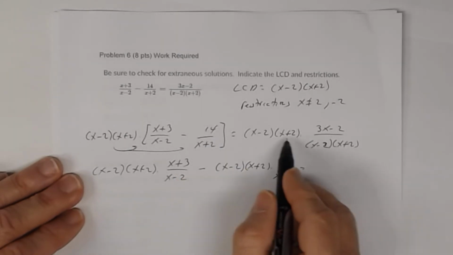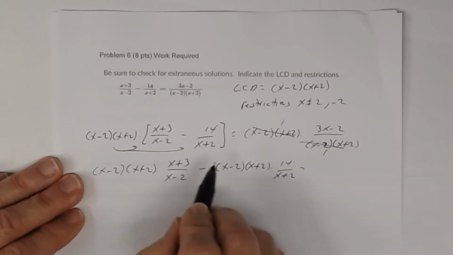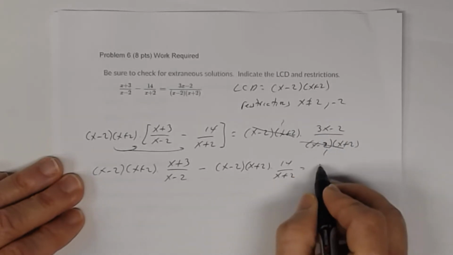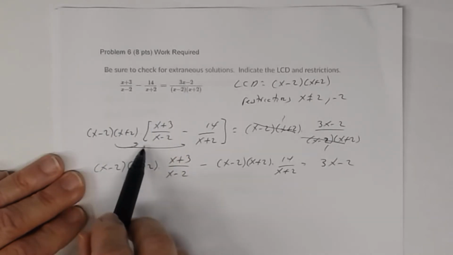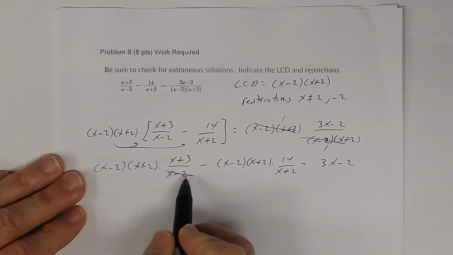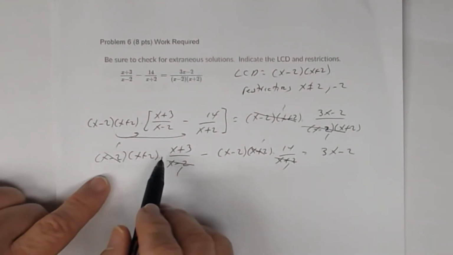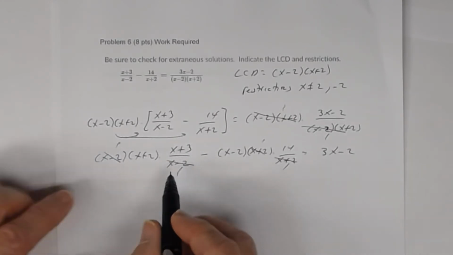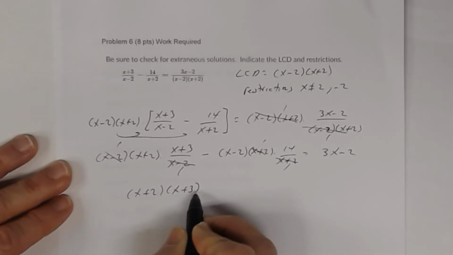Now I'm running out of room here, so I'm going to go ahead and divide these out. These factors divide out with the factors in the denominator. So you're left with 1 times 3x minus 2, which is 3x minus 2. Now remember, the whole purpose of multiplying by the LCD is to clear those denominators. So let's go ahead and clear these. The x minus 2's divide out. The x plus 2's divide out. Now be careful over here. You have 1 times this binomial times this binomial. So I'm going to rewrite this as x plus 2 times x plus 3.